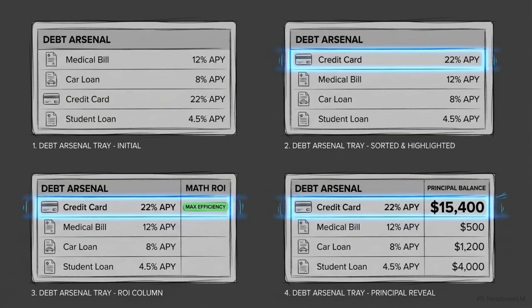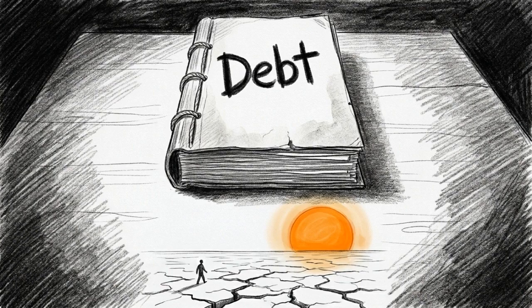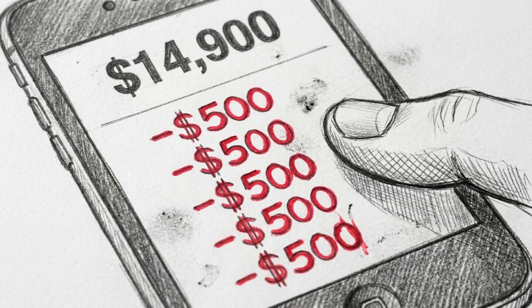The Avalanche method ranks debts from highest interest rate to lowest, funneling every extra dollar to that top row. This sorting guarantees you pay the absolute lowest total interest. But the catch is, the highest interest rate debt is often your largest principal balance. Attacking a massive balance first creates a motivation desert. You might make aggressive payments for months without seeing a single account actually close, which feels like you're standing still.